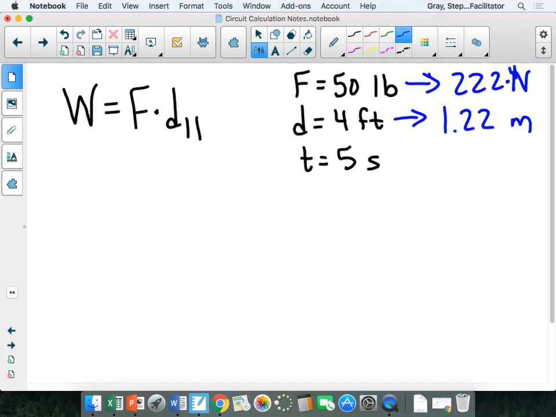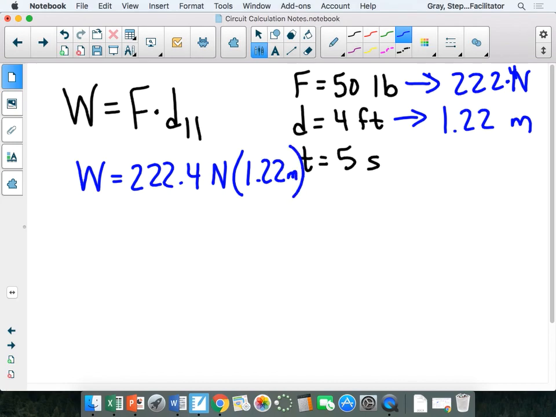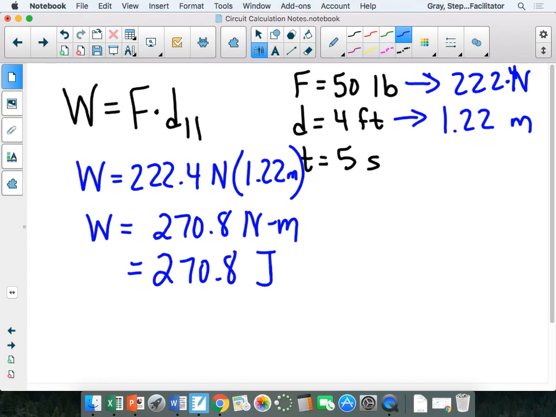So now we can find work. The formula is not hard, just make sure everything's in newton meters. So that's 222 newtons times 1.22 meters. So work is 270.8 newton meters, which is the same thing as 270.8 joules. Just newton meters is 1 joule. 1 newton meter is 1 joule.